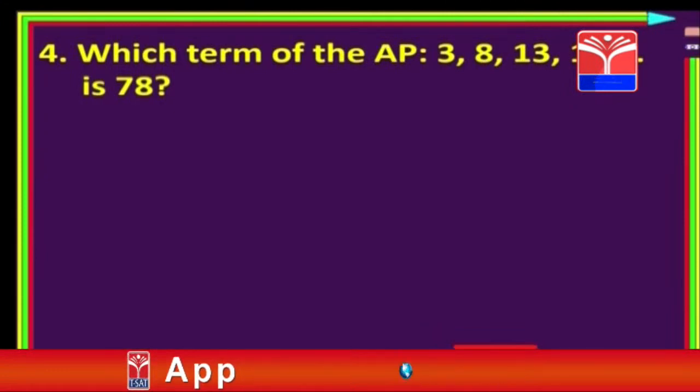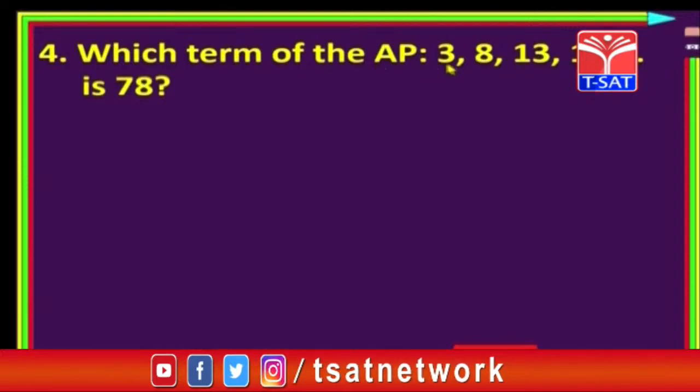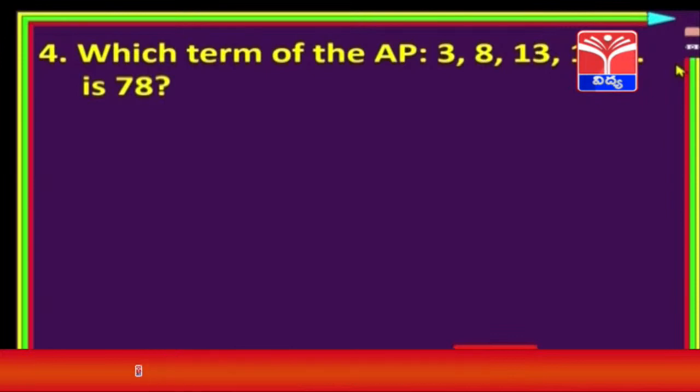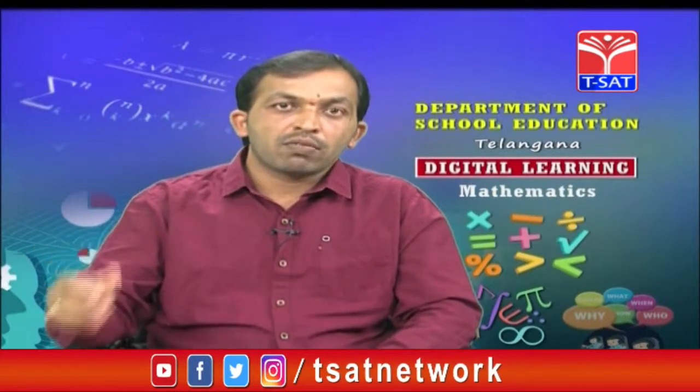Okay, let us see one more example. Which term of the AP 3, 8, 13, 18, and so on is 78? So 3, 8, 13, 18 is an AP. It is given, it is an AP. So in this progression, somewhere we may or may not get the number 78. So that we have to check. Let us consider the given number 78 as A n, then solve by using the nth term formula. We will get which term is 78.